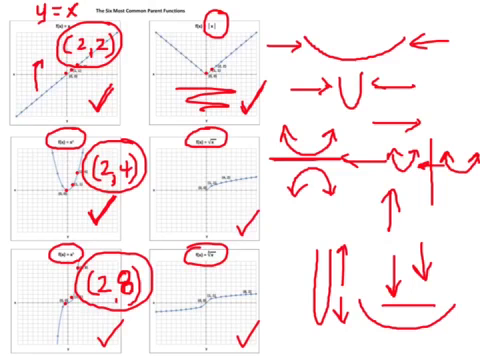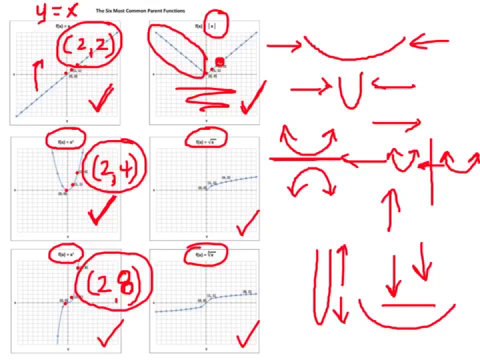Now, what happens on the absolute value function is it also goes through (0, 0), (1, 1), and (2, 2). And the part that you have to remember is that it bends up and the left side makes a V rather than going straight on a line.